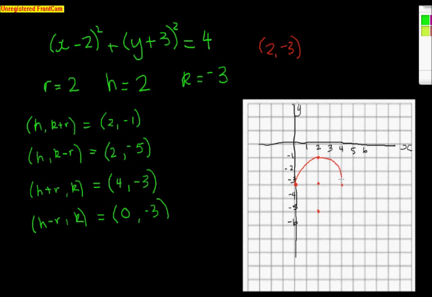I'm just going to try to draw a circle here. And we're going to label it x minus 2 squared plus y plus 3 squared equals 4, with the center at 2, negative 3. So that's our circle graphed.